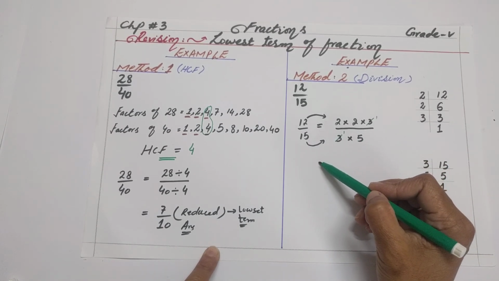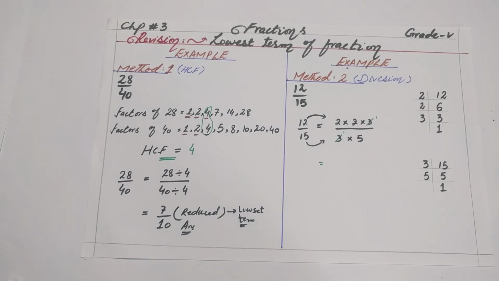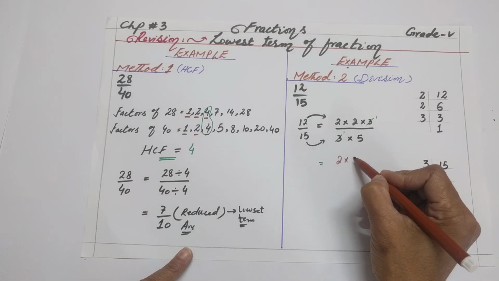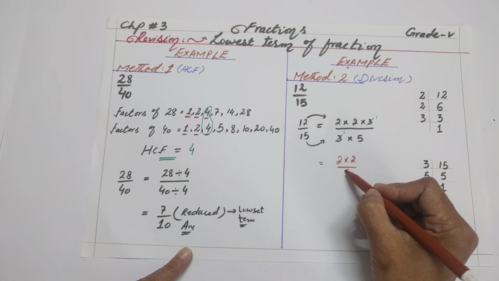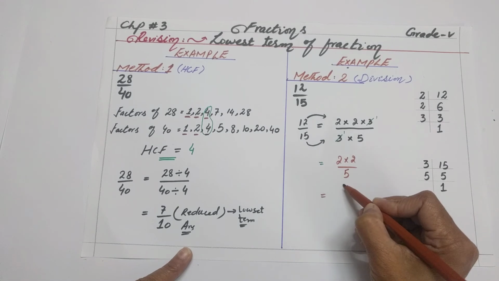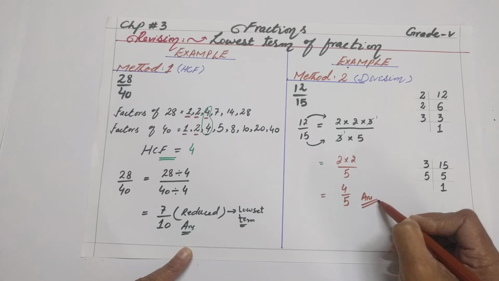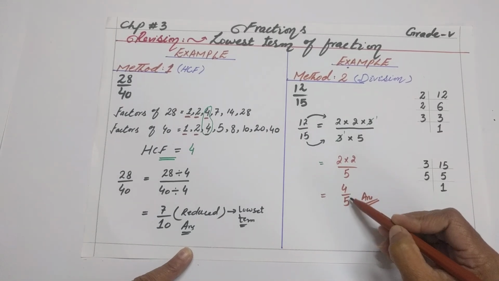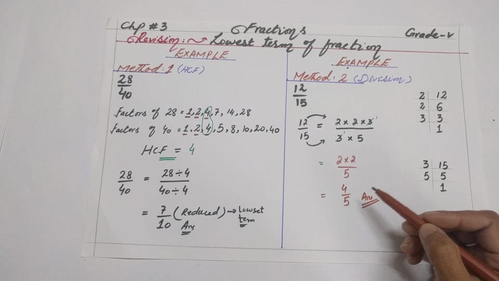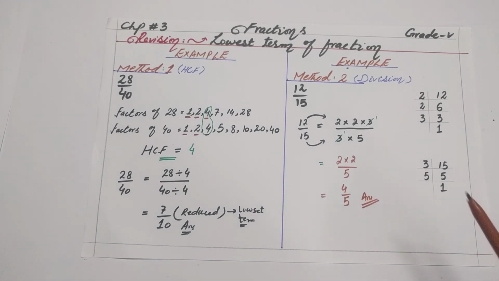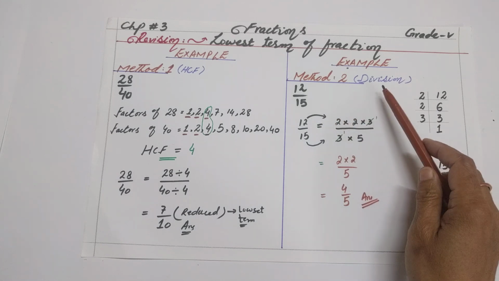Now we have to write the left over factors. What are the left over factors? Here 2 multiply by 2 and here we have 5. So 2 twos are 4 by 5. That is our required answer. Why? Because in 4 by 5 only 1 is the common factor for 4 and 5. There is no other factor for 4 and 5. Got it? So this one is another method by which you can reduce the given fraction into the lowest term.